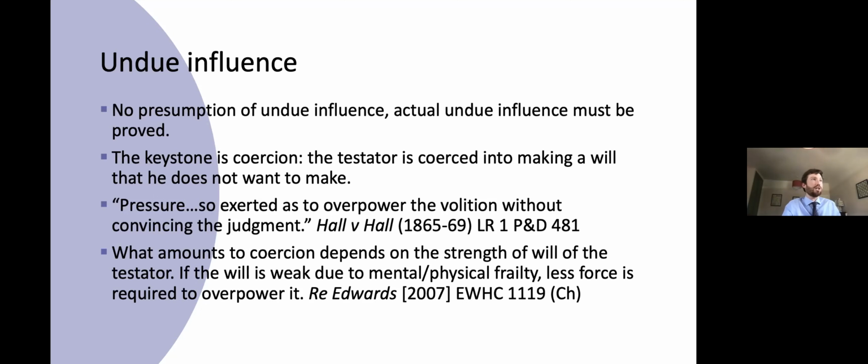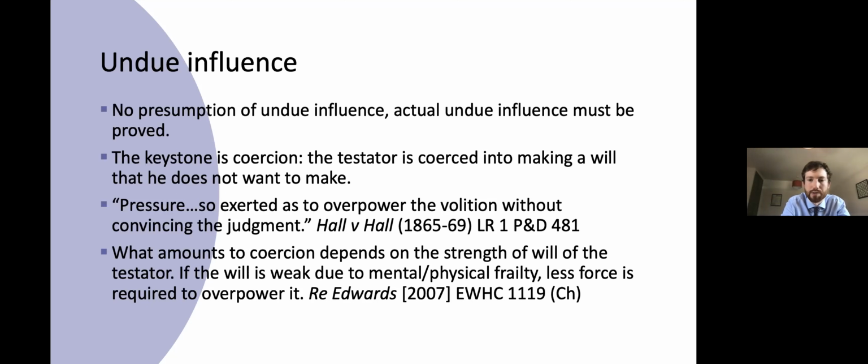Now, what amounts to coercion is going to depend on the state of the testator at the time. So if you have a young, fit, strong testator, then the court is likely to need evidence of very forceful coercion to overpower that testator's volition. And compare that with a case of a testator who's very old and frail and maybe ill, then actually not very much at all will be needed to overcome and overbear their own volition.